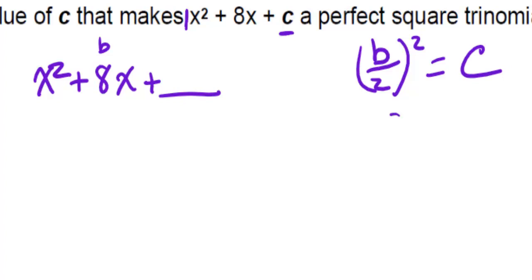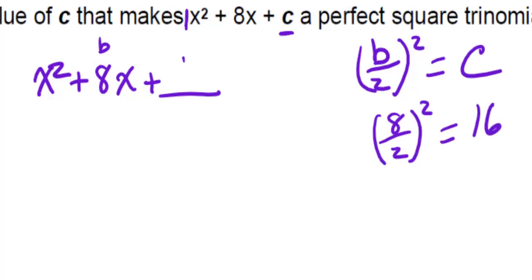So the value of b is 8. 8 divided by 2 is going to give me 4. 4 squared is going to give me 16, so I need to put a 16 here. So I now have my perfect square trinomial. The only thing left is to factor.